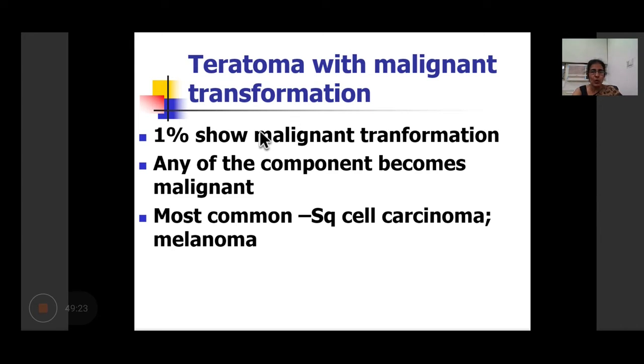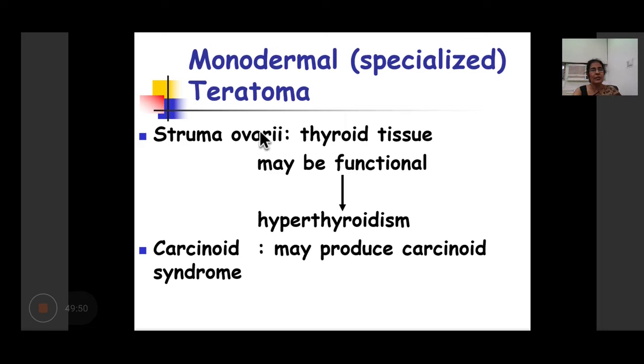I have only included this slide because sometimes an MCQ comes, which is the most common tumor occurring in a malignant teratoma. So the most common malignant transformation is a squamous cell carcinoma followed by melanoma. Okay. It's easy to remember because squamous differentiation or skin-like epithelial differentiation occurs. So the most common malignant transformation occurring in a mature teratoma is squamous cell carcinoma, which sometimes comes as your NEET exam question.